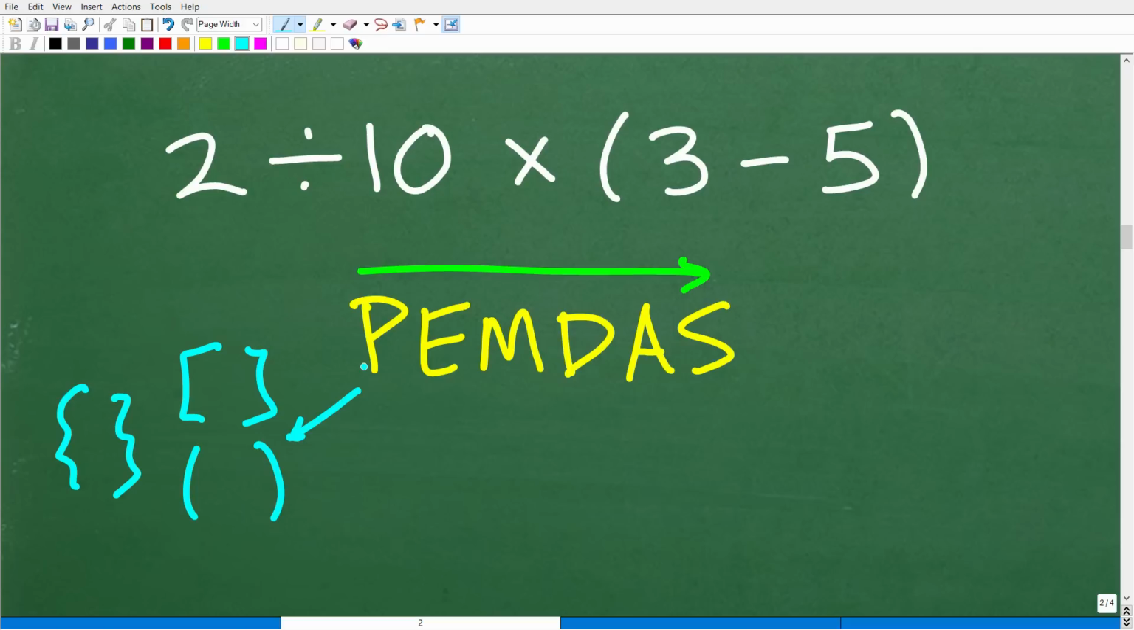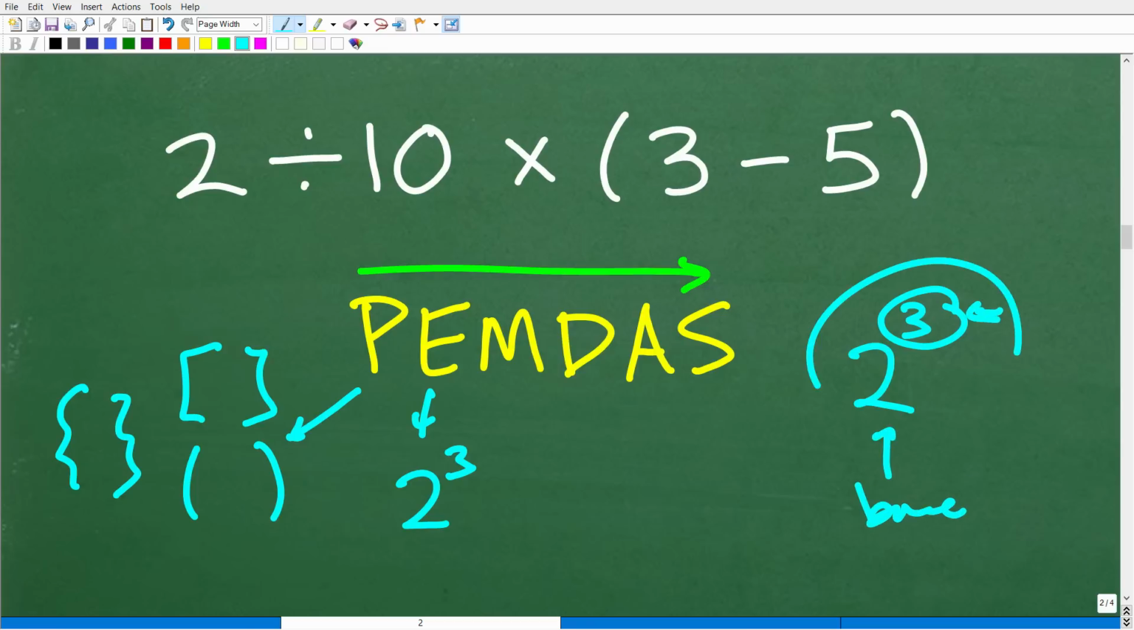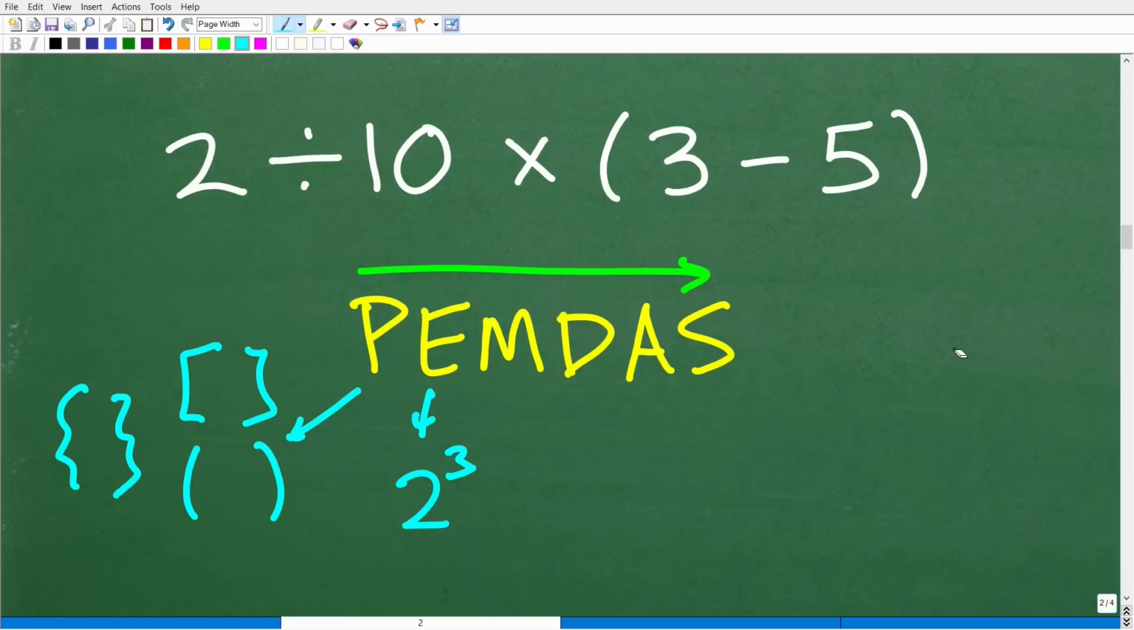Now, obviously, we have some parentheses. E stands for effectively powers. It stands for exponents, but if you have something like 2 to the third power, this 3 up here is what we call the exponent. The 2 is called the base. The entire thing is a power. So E stands for exponents, but you can interpret it as powers.